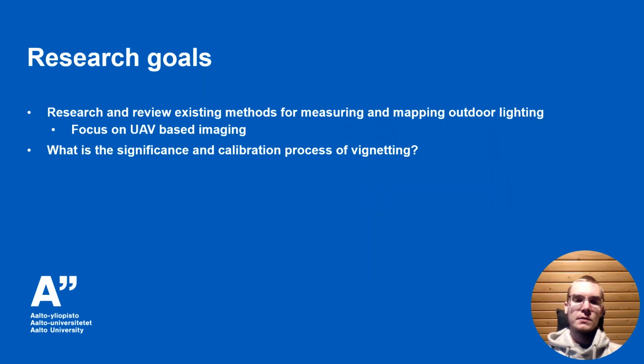There were two main research goals of this thesis. The first one is to research and review existing methods for measuring and mapping outdoor lighting. And this should be done with particular focus on UAV-based imaging methods. The other goal, which is more for the experimental part, is to find out what is the significance and calibration process of vignetting.